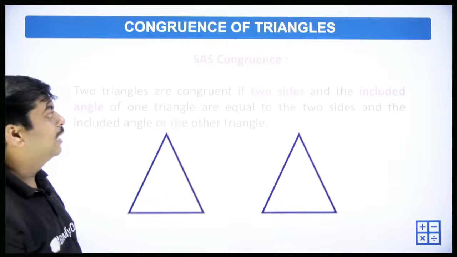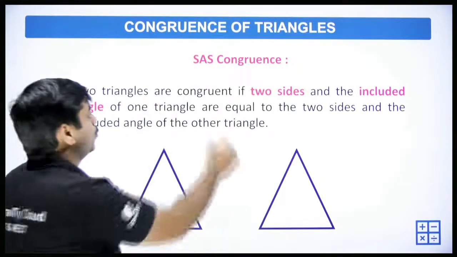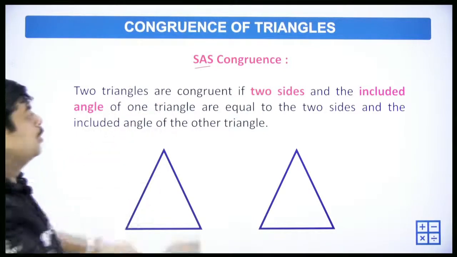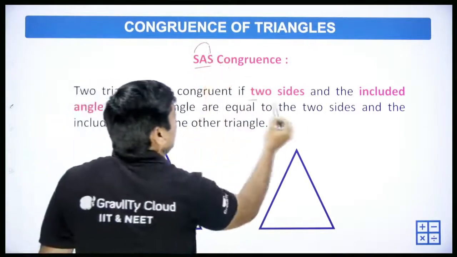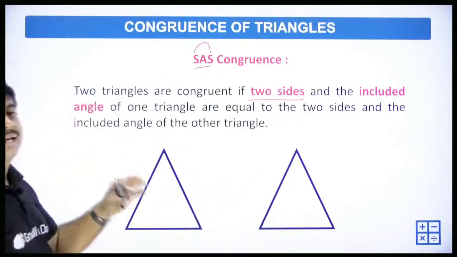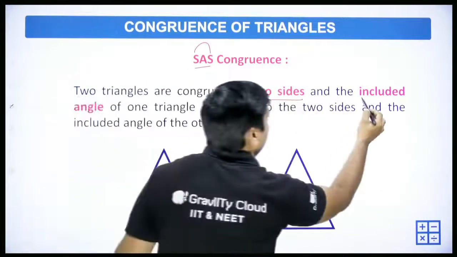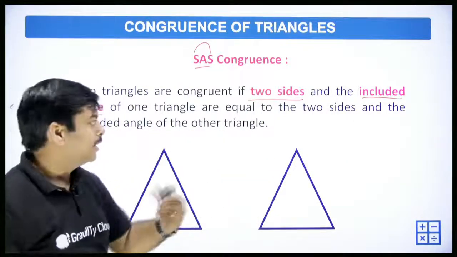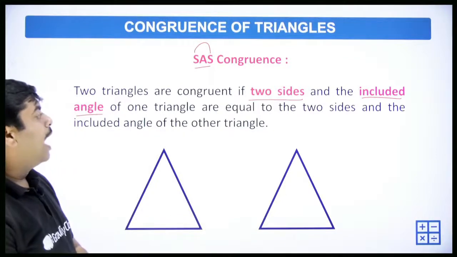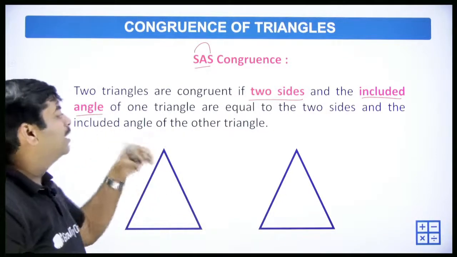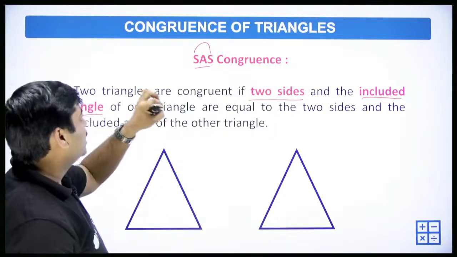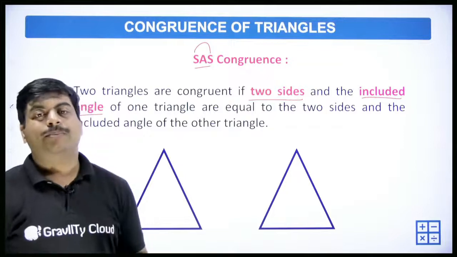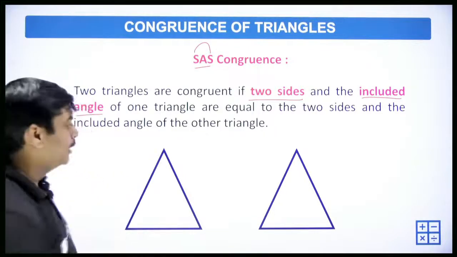SAS congruency. So what is this? Two triangles are congruent if two sides and the included angle of one triangle are equal to the two sides and the included angle of another triangle. What do you mean by included angle? I'll tell you using the figure. Then we can say that as per SAS congruency, those two triangles are congruent.